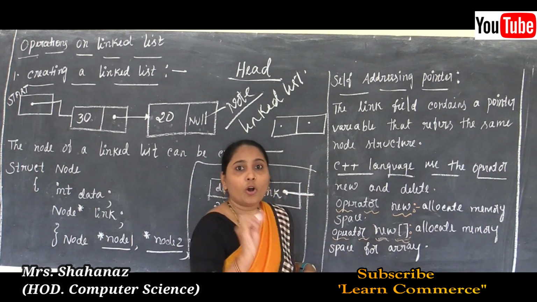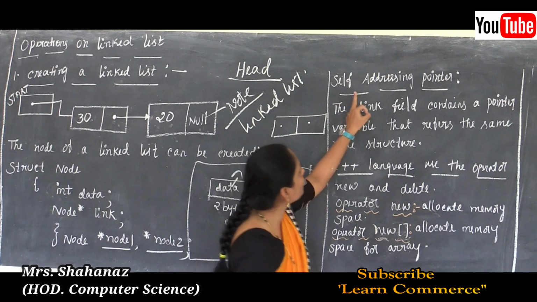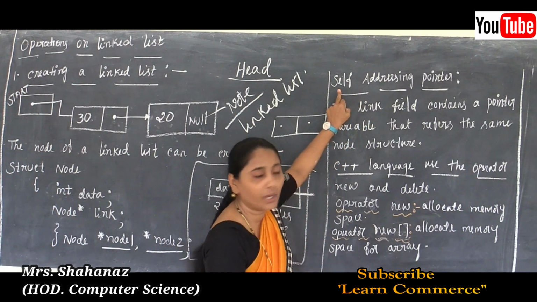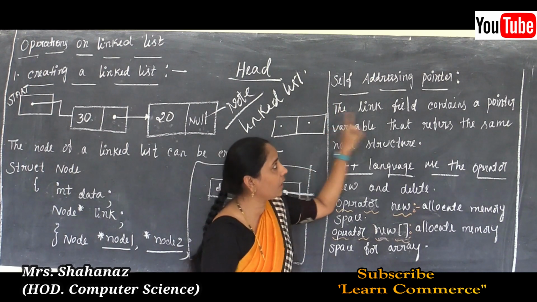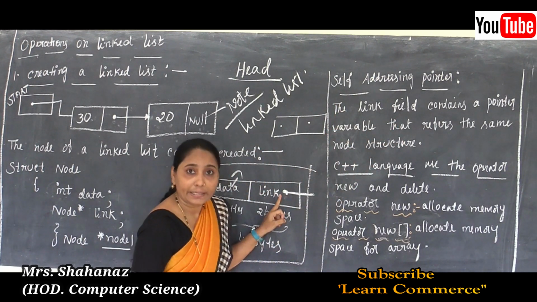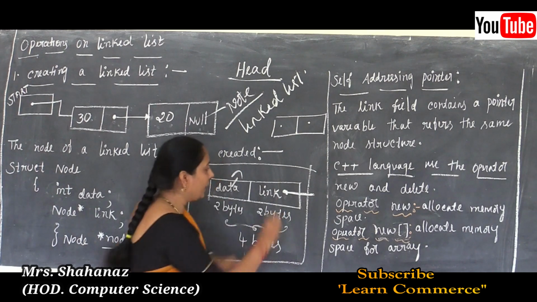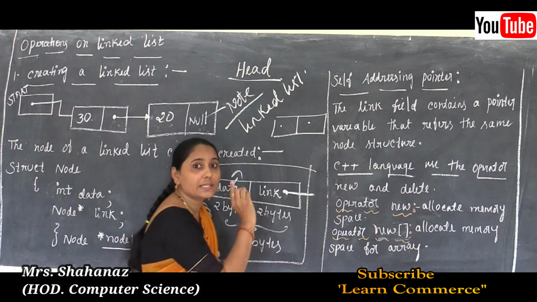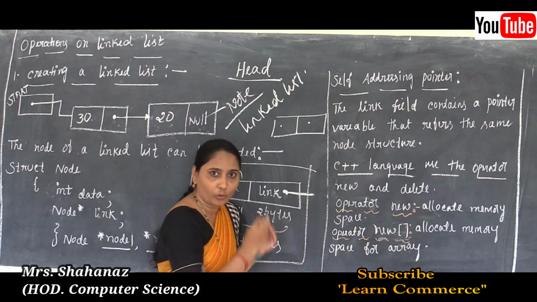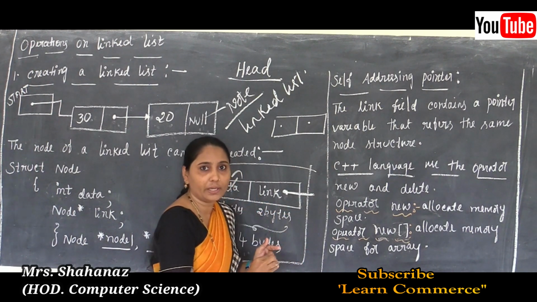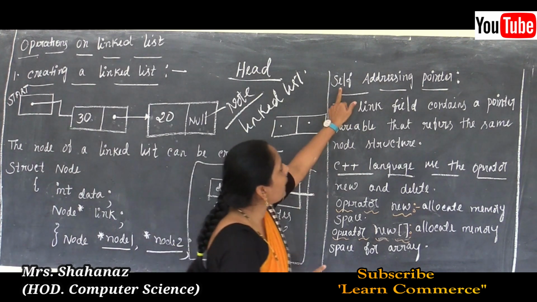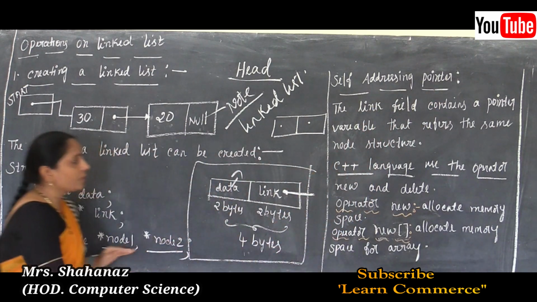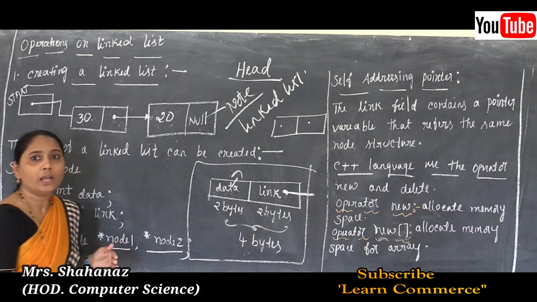Now the question is, what do you mean by a self-addressing pointer? The self-addressing pointer means the link field contains a pointer variable that refers to the same node structure. If any node refers to itself, such a one is called a self-addressing pointer. So this one is about our self-addressing pointer.